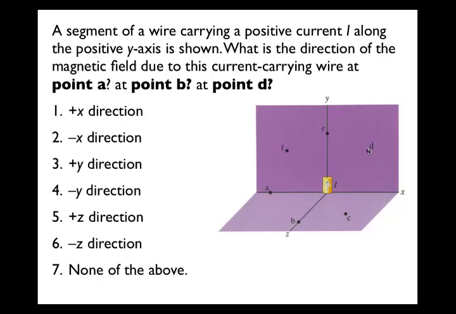At point D, which is up here, it only shows a small bit of wire. If we imagine the wire stretches, I find this a little bit easier. When you are curling around that wire, by the time you get to the XY plane right here, your fingers are directed into the screen. So at point D, the magnetic field is directed in the negative Z direction, or option 6. And you can figure out what it is at the other places as well using similar logic.